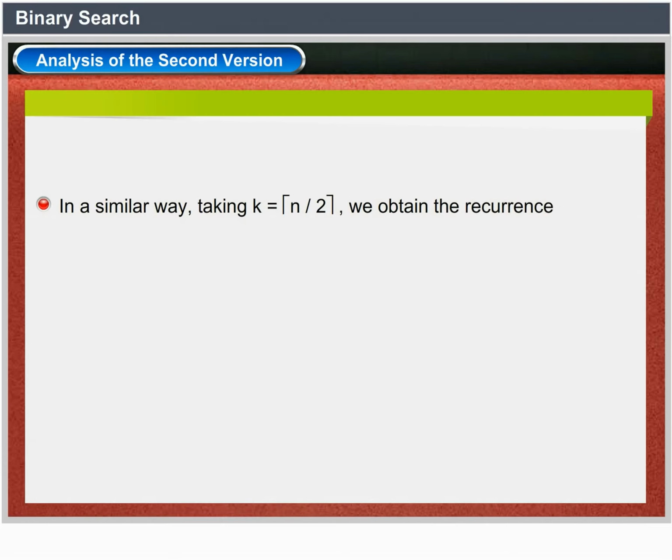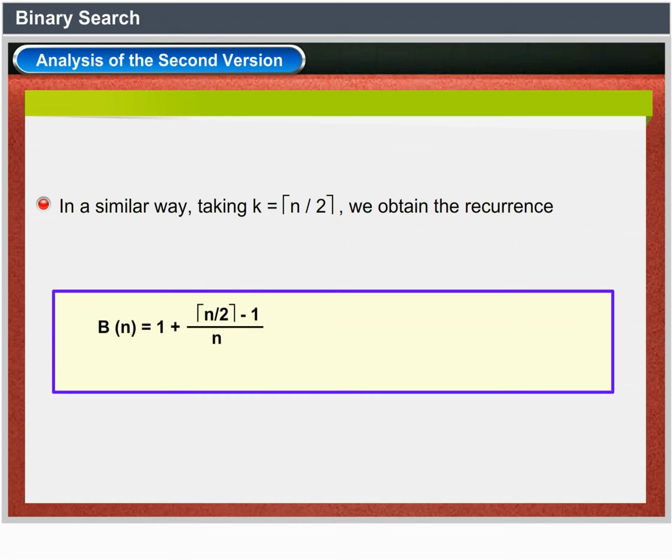Analysis of the second version. In a similar way, taking k equals ceiling of n by 2, we obtain the recurrence B(n) = 1 + ((ceiling(n/2) - 1)/n) B(ceiling(n/2) - 1) + (floor(n/2)/n) B(floor(n/2)), where n >= 3. B(1) = 0 and B(2) = 1.